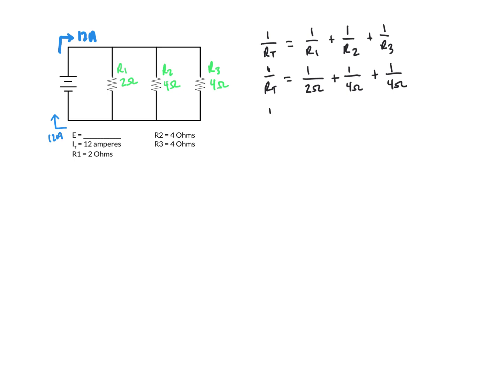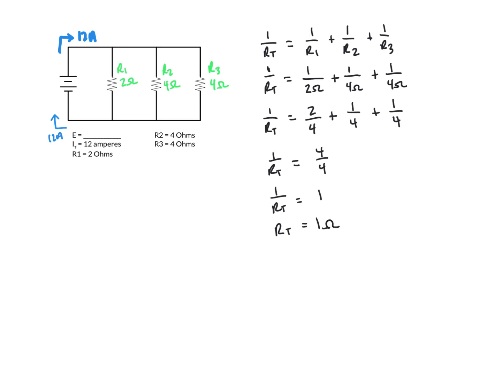Look at this. Very similar to the last one, isn't it? So again, we know everything will go into 4, so this becomes 2 over 2, I'm sorry, 2 over 4 plus 1 over 4 plus 1 over 4, which ends up being 1 over RT is equal to 4 over 4. Or the reciprocal of this becomes 1 ohm. So we know now we've got 1 ohm.